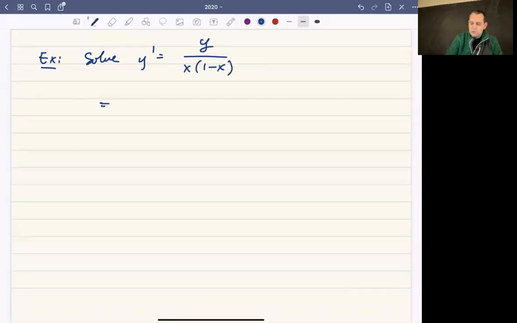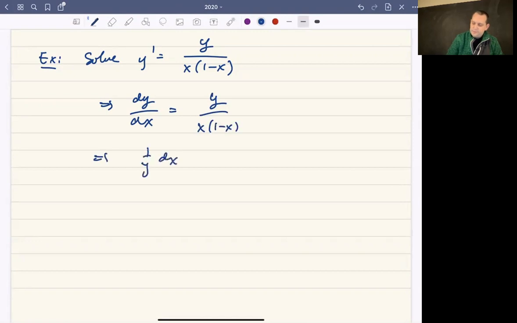And we're going to do the usual stuff at this point. Hopefully it's feeling pretty second nature. We're going to separate variables, and that's going to leave us with 1 over y dy equals 1 over x times 1 minus x dx, and integrate both sides. And when we integrate both sides, the left side is, of course, just the natural log of the absolute value of y.